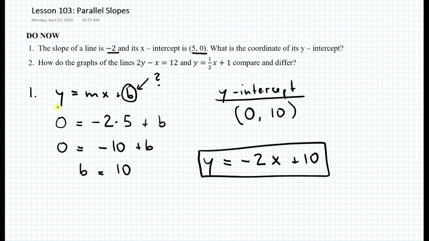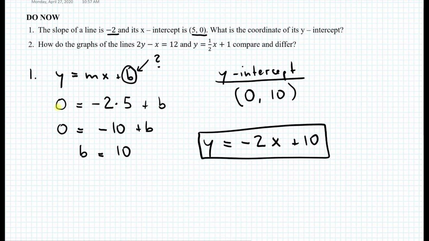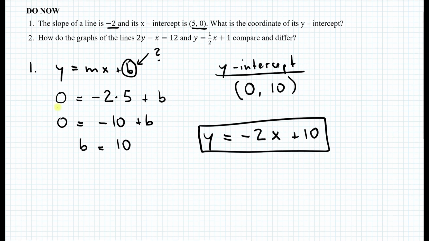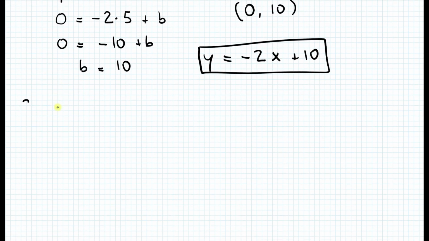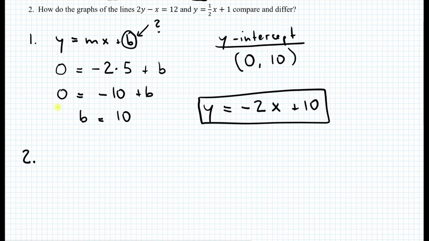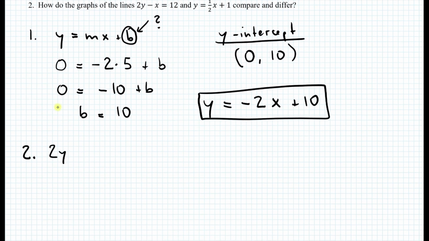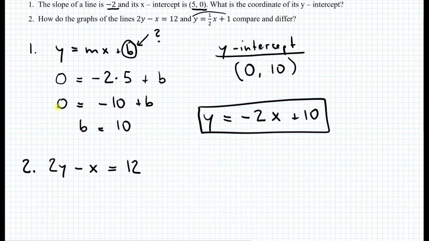Okay, what about number 2? How do the graphs of the line 2y minus x equal to 12 and y equal to half x plus 1 compare and differ? Well, there are a few things we can do here to compare them. First of all, let's look at the algebra first, okay? So what we can do here is take the first equation, 2y minus x equals 12, and convert that to the same form that is shown over here, in slope-intercept form.